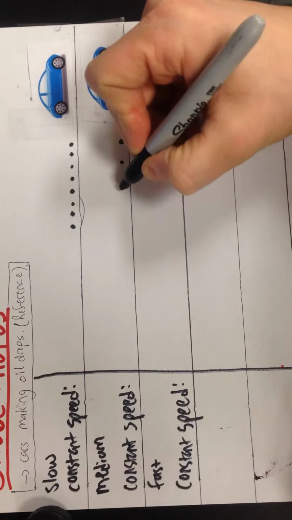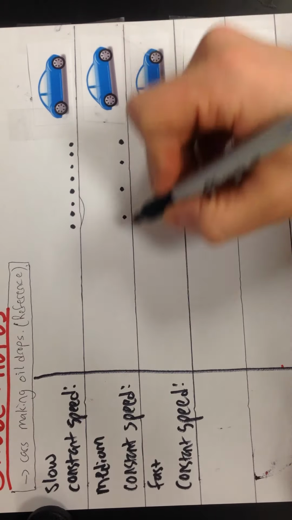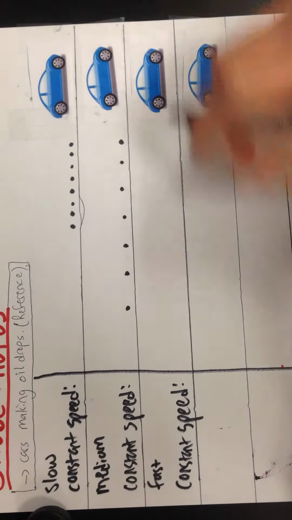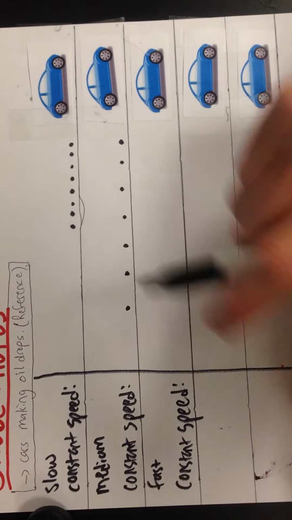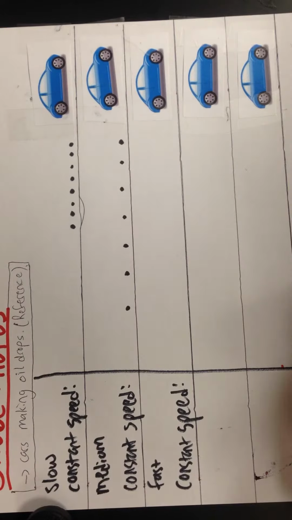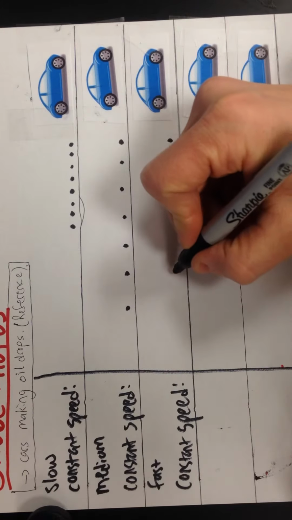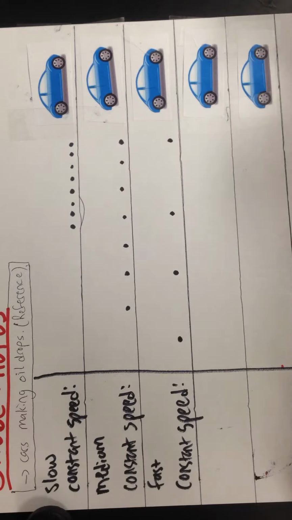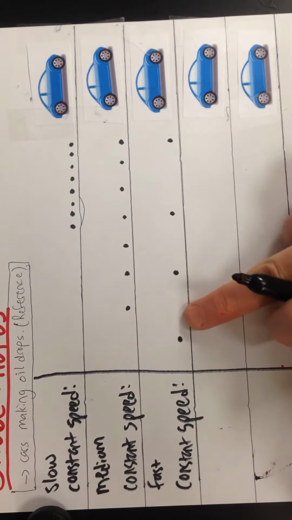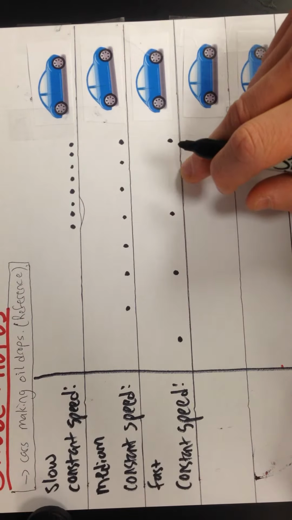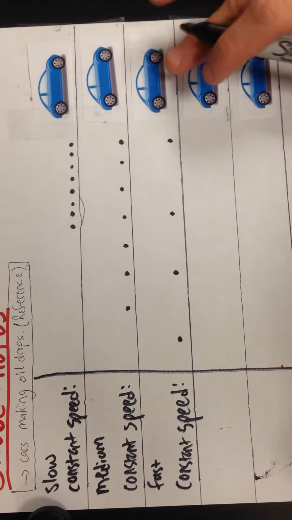Well, the difference is going to be just a little more spacing between the dots. But you should still draw the dots equally spaced out because that shows that it's going at a constant speed. How would a fast constant speed be different? Well, it's going to be different with more spacing between the dots, showing that the car is going really fast. It covers a lot of distance between each drop of oil. Right, so that would represent a fast constant speed. But they're still equally spaced because the car covers the same amount of distance between each drop.